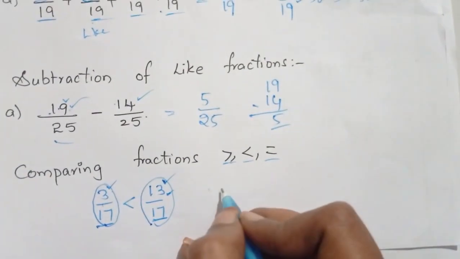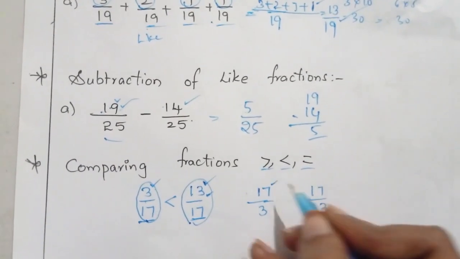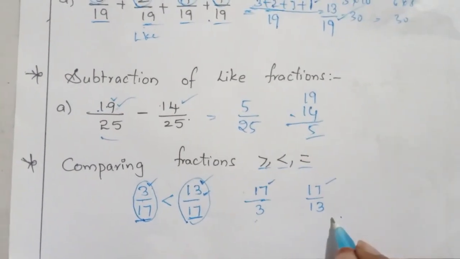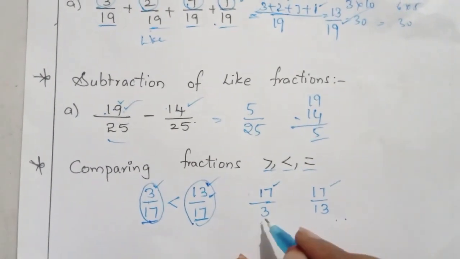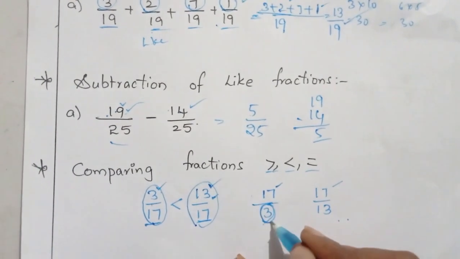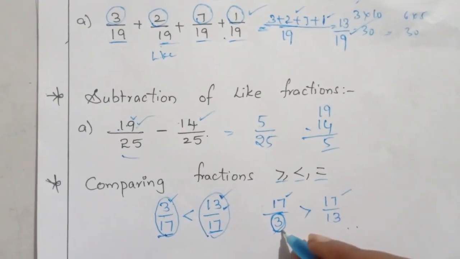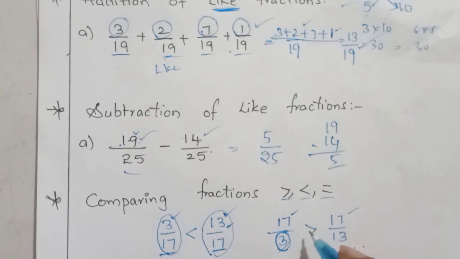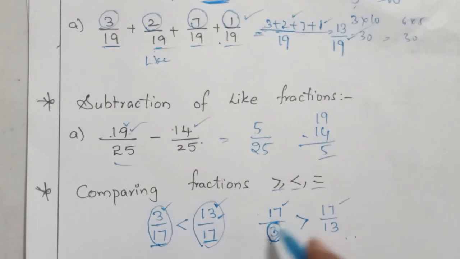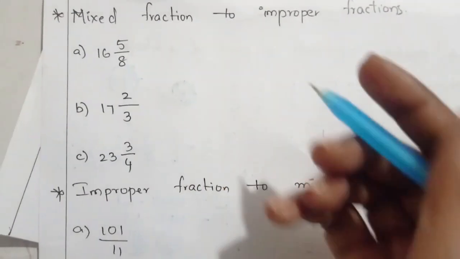But if the same question is reversed, like 17 by 3 and 17 by 13, where the numerators are the same and the denominators are different, and these are not like fractions, in such cases, the fraction having the smaller denominator is the biggest fraction. For which fraction we have the smallest denominator, that will be the biggest fraction. This will apply when we have the same numerators.